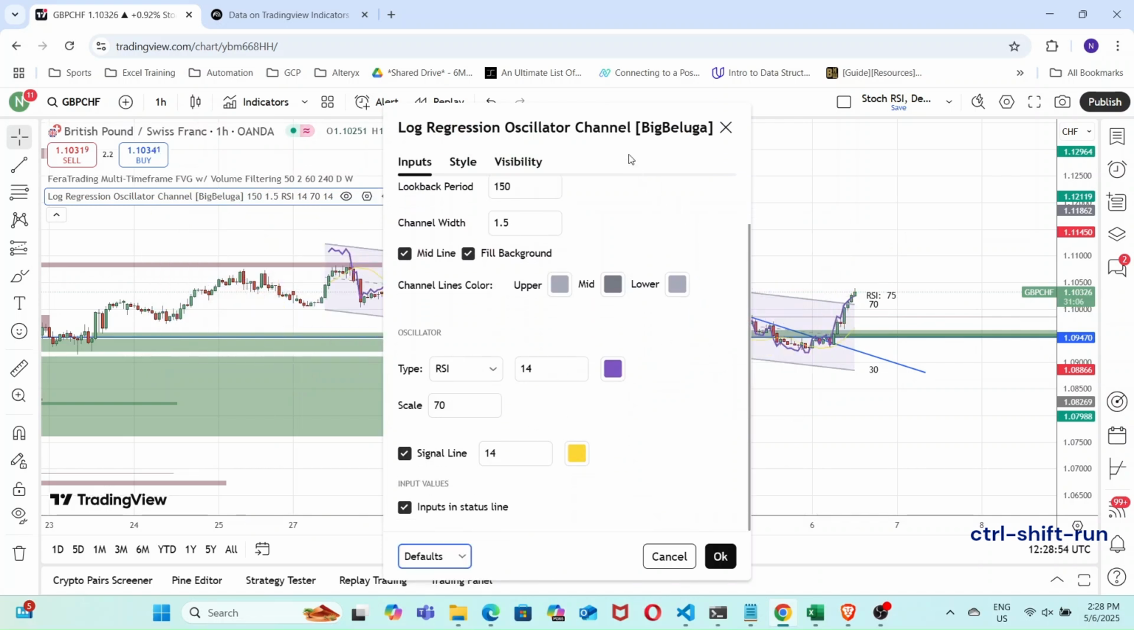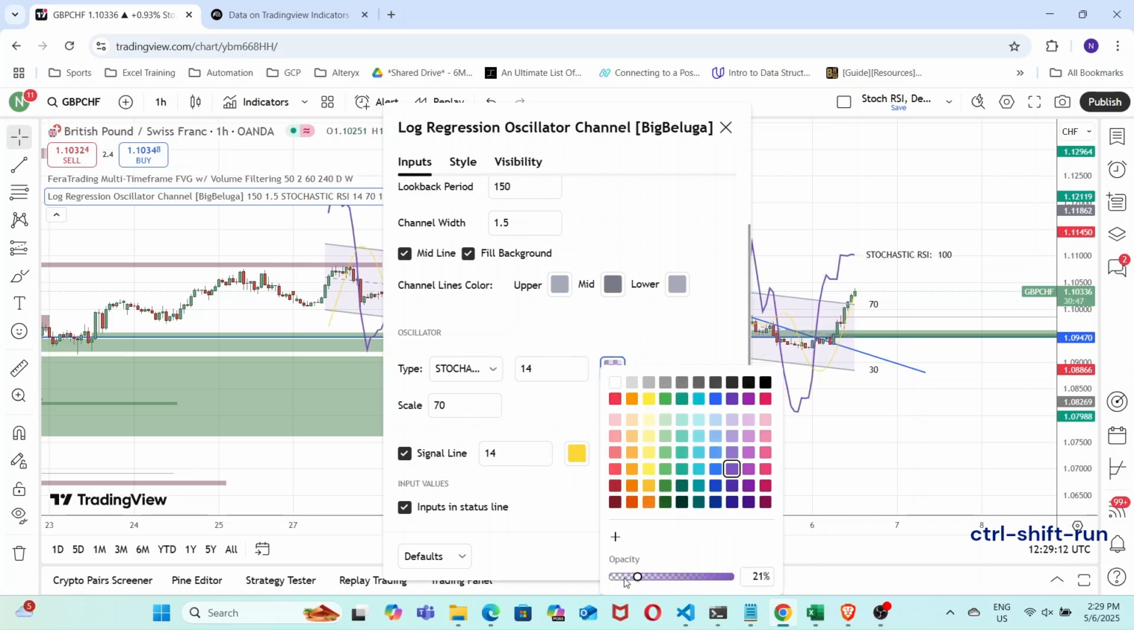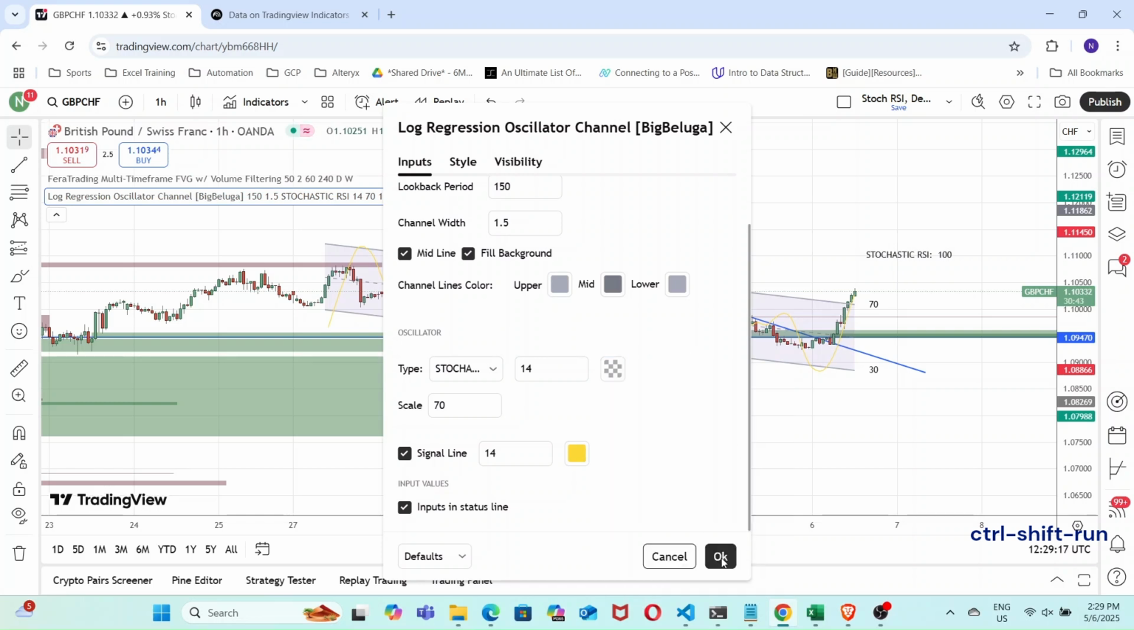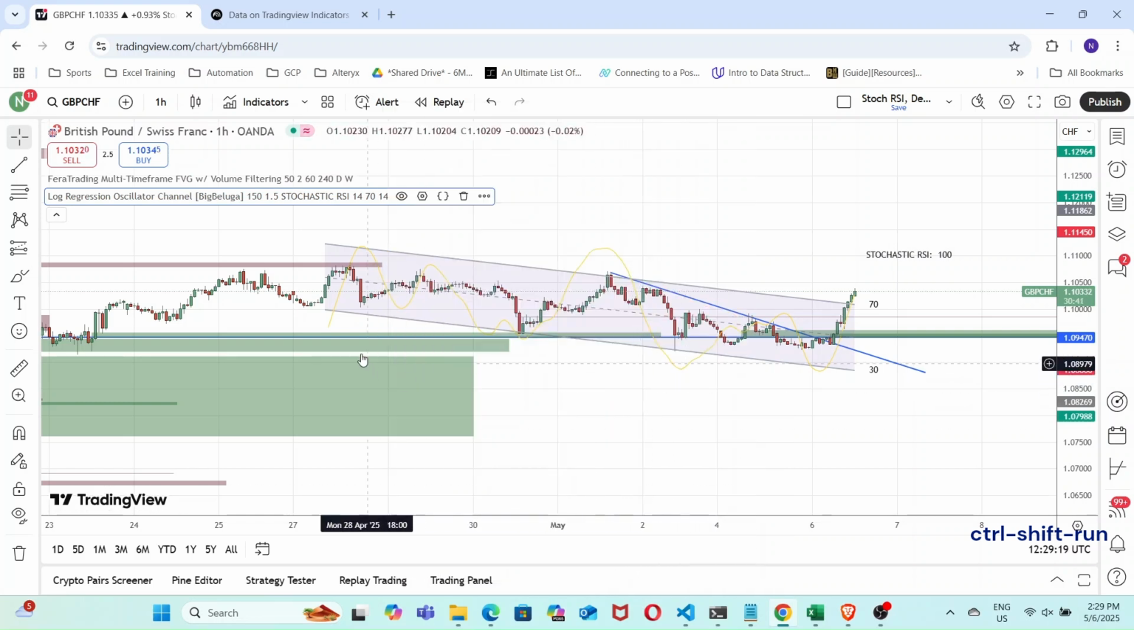Let me reset back to the default settings and then show you how I trade. First, I set the oscillator to stochastic. Then, I set the oscillator's opacity to 0. I don't need it and rely simply on the signal line. Okay, a much cleaner chart without all that noise.